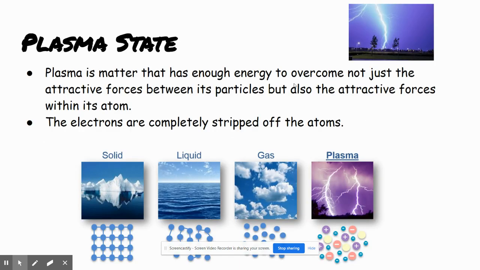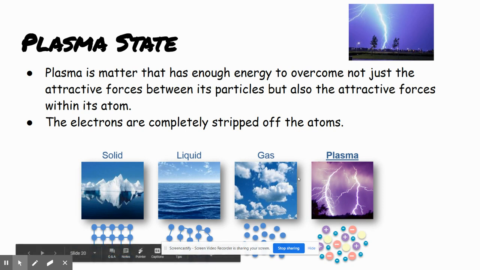The plasma state is our fourth state of matter and is actually the most abundant in the universe. Plasma is matter that has enough energy to overcome not just the attractive forces between its particles, but also attractive forces within the atom. So we'll learn here really soon that we have protons and electrons and neutrons within an atom. They have these forces. And so plasma has so much energy that it actually strips away the positives, negatives, and neutral particles. So the electrons are completely stripped off the atom.